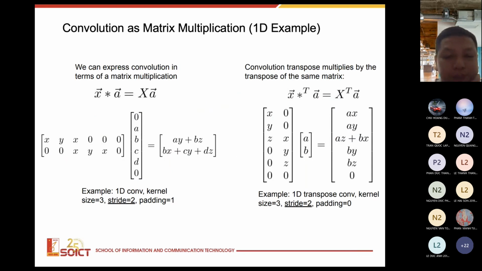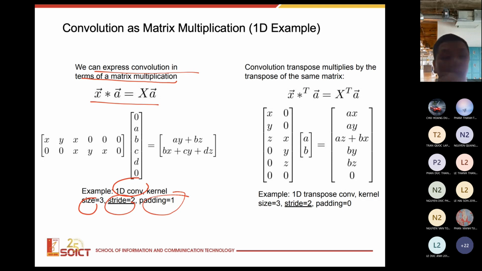Okay, so the convolution can be considered as magic multiplication. So we can express the convolution in terms of magic multiplication as in this formulation, right? So this is a 1D convolution with kernel size 3, stride 2, and padding 1, right?